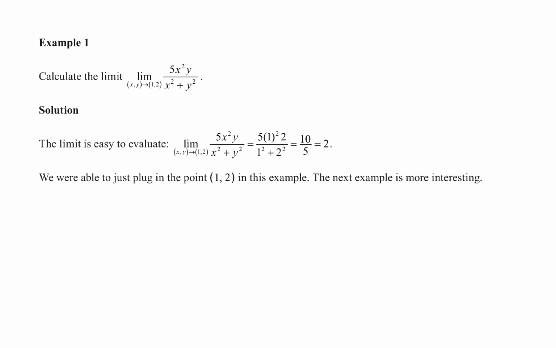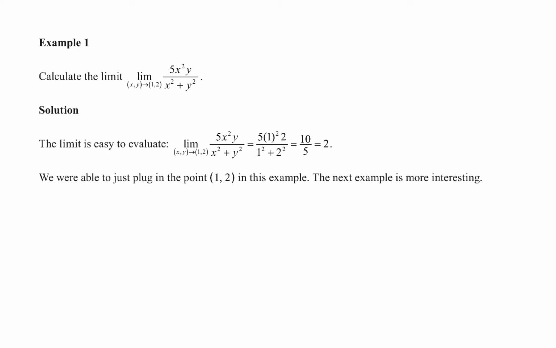Is this a continuous function? Well, it's defined at all x, y. The limit at the point 1, 2 exists, and the value of the function is also 2. So if the limit exists and the value of the function is 2, this function is continuous.